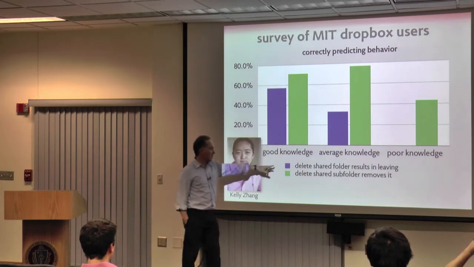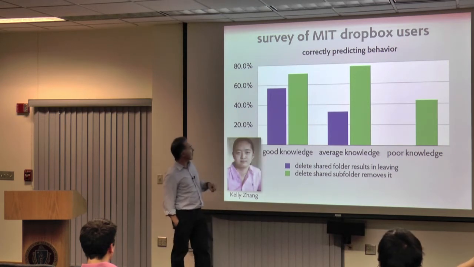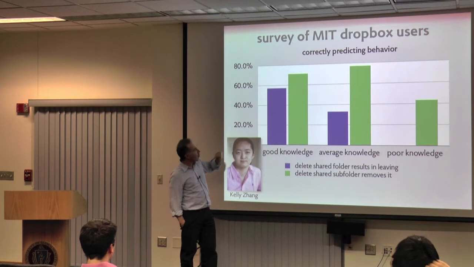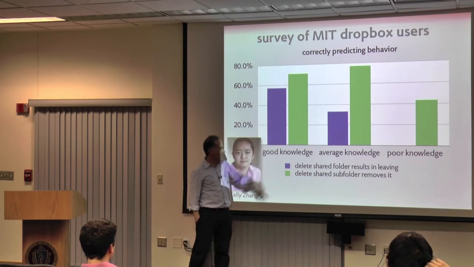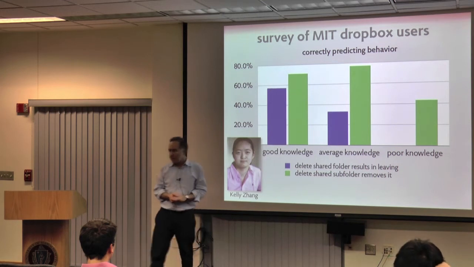In the case of deleting a shared folder, that would be the party folder, none of them got it right. But even among those people who classify themselves as having good knowledge, fewer than 60% knew that deleting the party folder would simply unlink it. Although a larger number knew that deleting the shared subfolder would actually remove it and destroy Ben's copy as well.